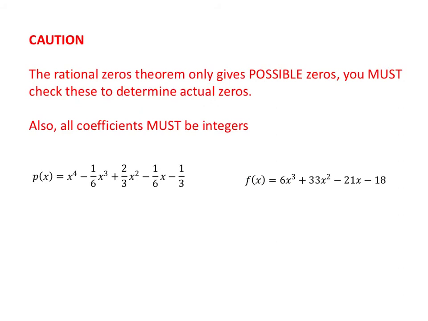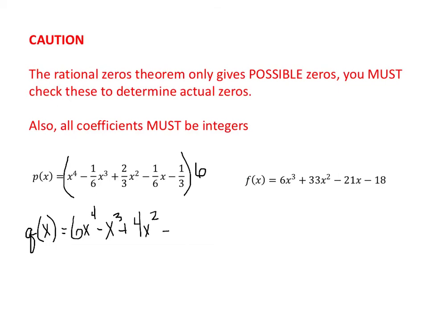So a word of caution. This rational zeros theorem only gives you the possible zeros. You absolutely have to check to determine the actual zeros. The other thing you need to pay attention to is that all the coefficients need to be integers. So take a look at this example. We've got lots of fractional coefficients. What we can do is multiply by the common denominator, in this case, 6. When we do, we get a different function, but the zeros of our new function will be exactly the same as the zeros of our old function.